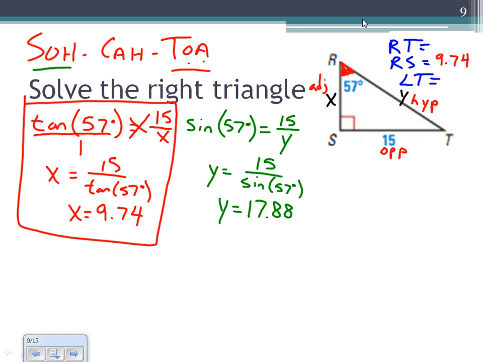Julio, I'm not sure where your mistake is. Look at your number, though. You got 12. Your hypotenuse always has to be, is that bigger than 15? No, so you can always tell if it's going to be wrong sometimes, okay? So this is y, which is this side, RT. So this is 17.88. Any questions on that?